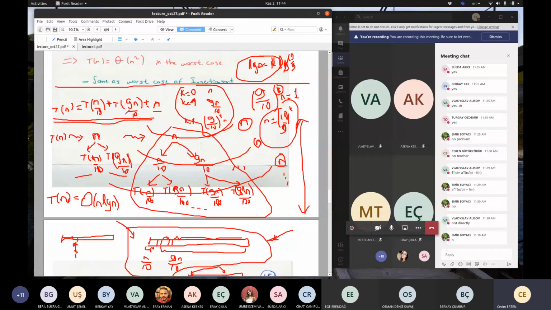Was this analysis clear for everyone? Given this recurrence, can we all see that by constructing the recursion tree and summing up all the terms, we arrive at this upper bound n log n for the given recurrence? Are there any questions on how we have found this bound n log n? Any questions regarding this part?